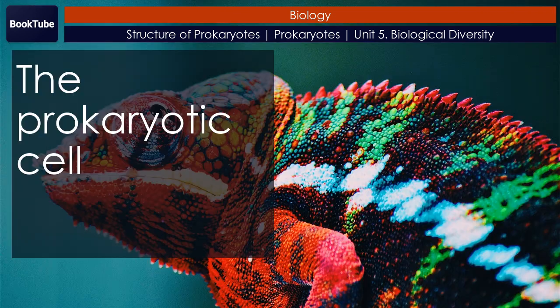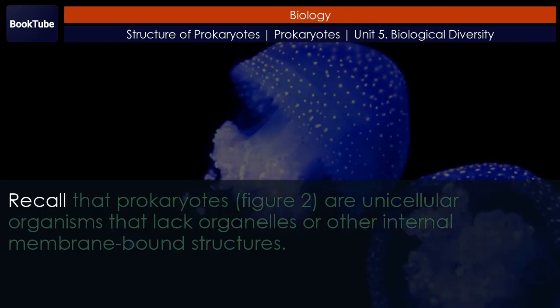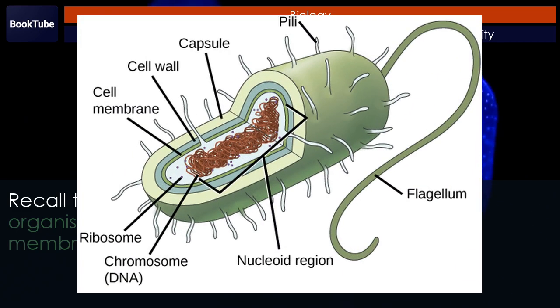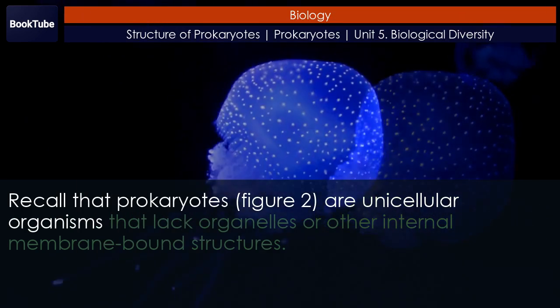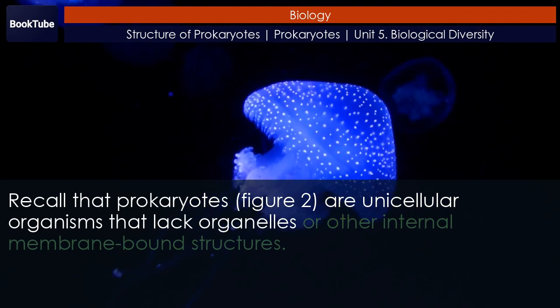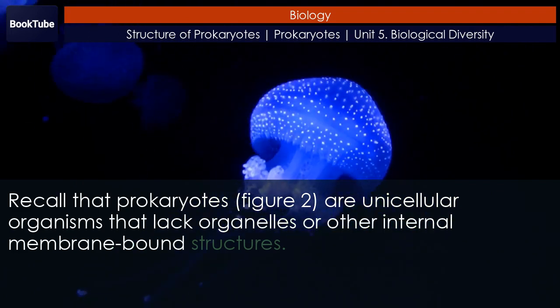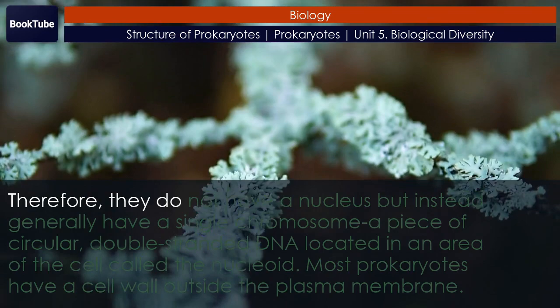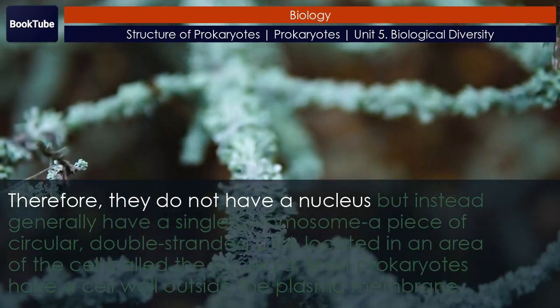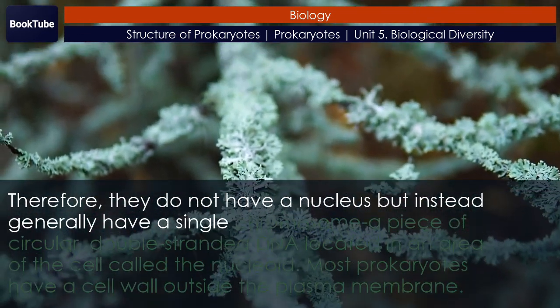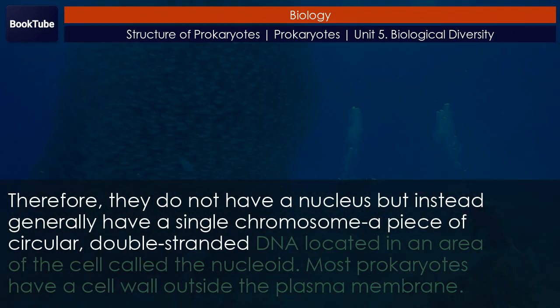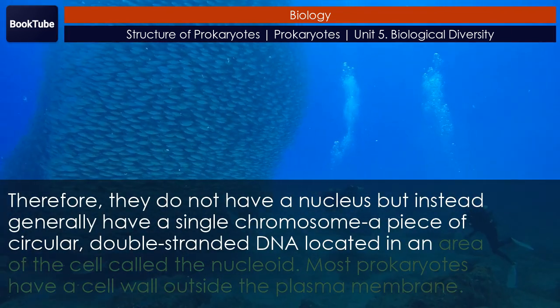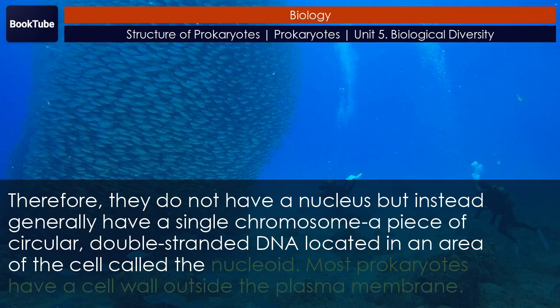Figure 1. The prokaryotic cell. Recall that prokaryotes, Figure 2, are unicellular organisms that lack organelles or other internal membrane-bound structures. Therefore, they do not have a nucleus but instead generally have a single chromosome, a piece of circular, double-stranded DNA located in an area of the cell called the nucleoid.